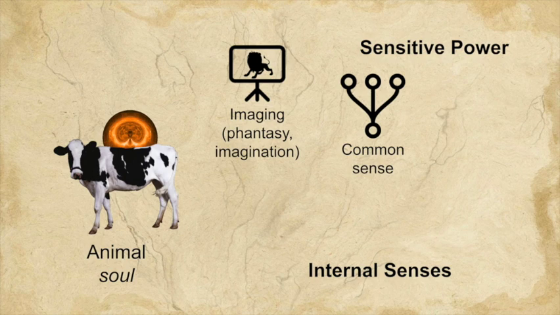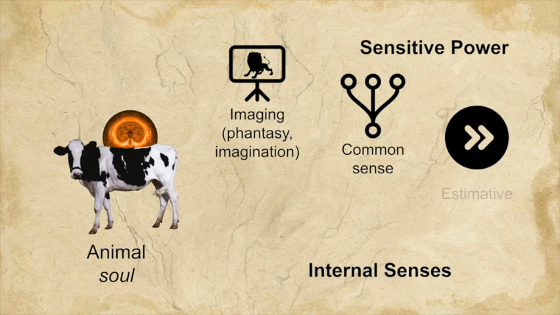Having perceived something, the estimative power apprehends intentions and expectations of pleasure or pain. While animals do this with instinct, humans do this with reason, so it becomes the cogitative power.